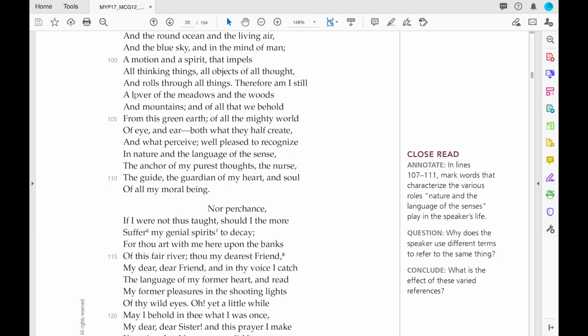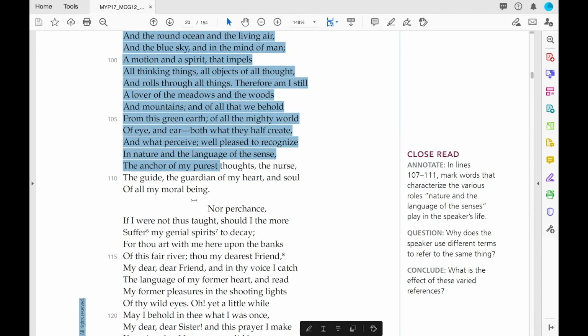All right, so I'm going to read 107 to 111. So 103. "Therefore, am I still a lover of the meadows and the woods and mountains, and of all that we behold from this green earth, of all the mighty world of eye and ear, both what they half create and what perceive, well pleased to recognize in nature and the language of the sense, the anchor of my purest thoughts, the nurse, the guide, the guardian of my heart and soul, of all my moral being."